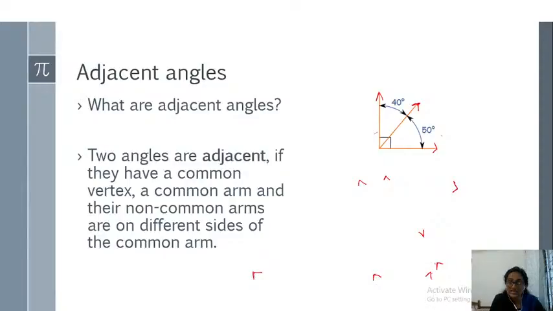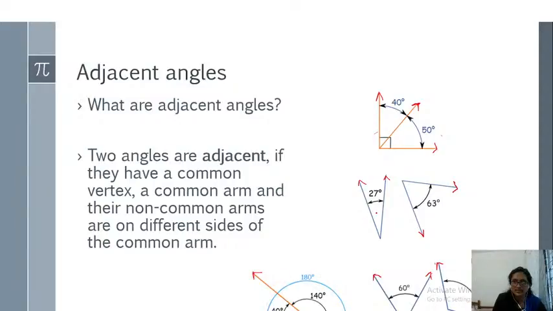Adjacent angles: two angles are adjacent if they have a common vertex. So, here we have a common vertex, a common arm, this one, and non-common arms, that is these two. The arms which are not common are on either side of the common arm. So, this will be in the middle always. Now, look at this collection. Are they adjacent? They do not have a common arm, they do not have a common vertex, and none of the conditions are satisfied. So, this pair is not adjacent.